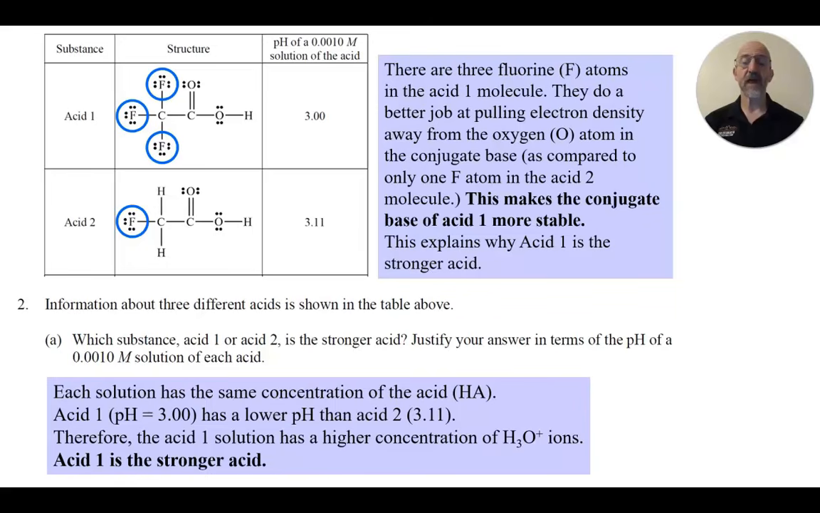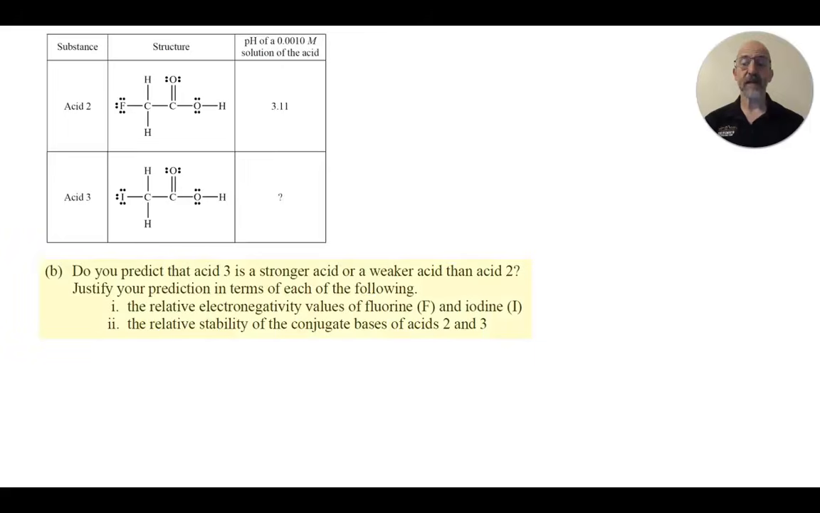As we move on to part B, we're going to be comparing fluorine in acid 2 with iodine in acid 3. Let's go ahead and take a look at part B. In part B it says, do you predict that acid 3 is a stronger acid or a weaker acid than acid 2? Justify your prediction in terms of each of the following: the relative electronegativity values of fluorine and iodine, and the relative stability of the conjugate bases of acids 2 and 3.